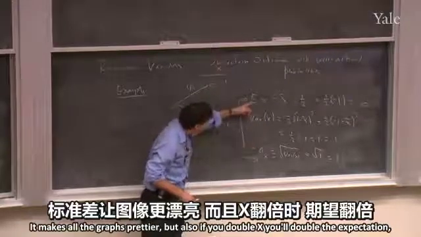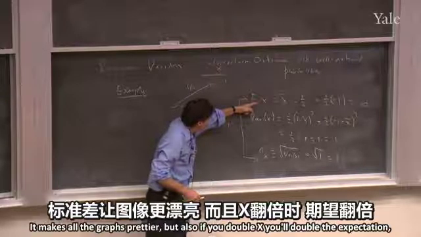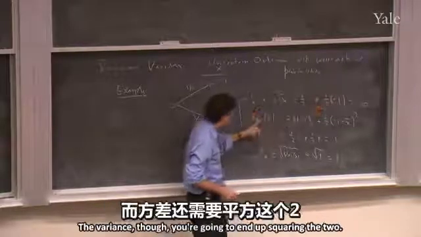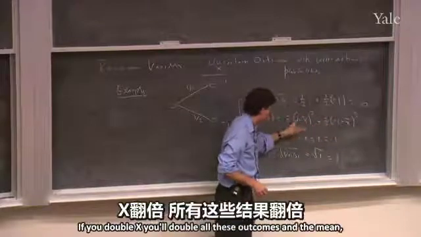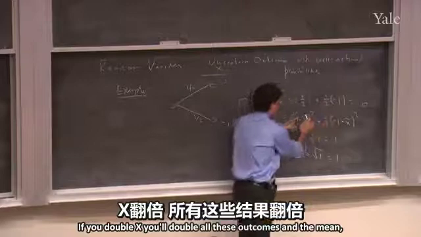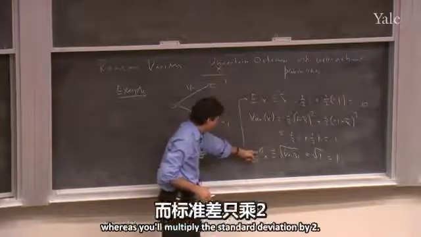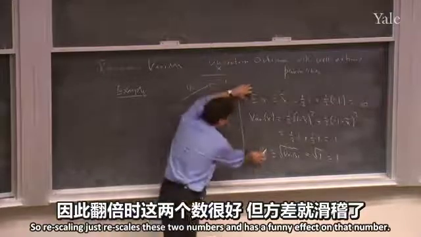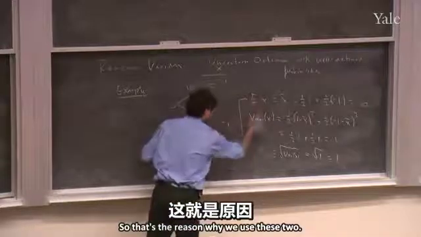But also, if you double x, you'll double the expectation, obviously, because you just double everything inside here. The variance, though, you're going to end up squaring the two. If you double x, you'll double all these outcomes and the mean, so you'll end up multiplying the variance by 4, whereas you'll multiply the standard deviation by 2. So rescaling just rescales these two numbers and has a funny effect on that number. So that's the reason why we use these two.